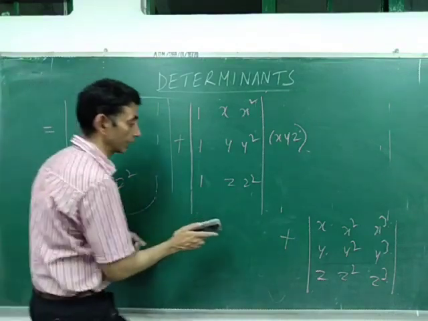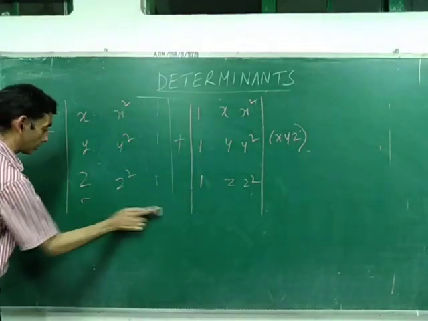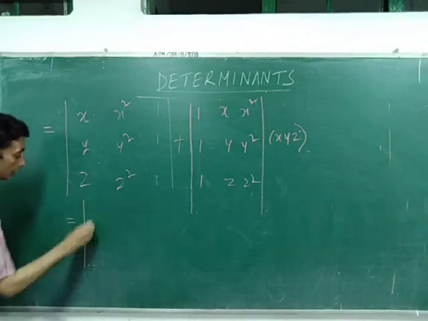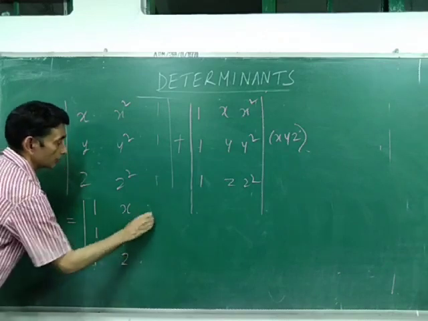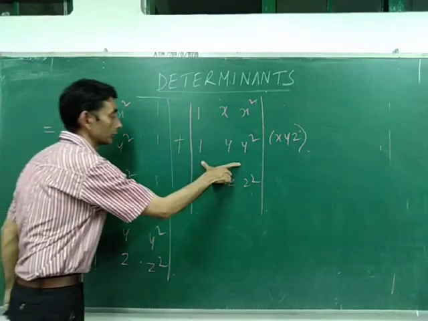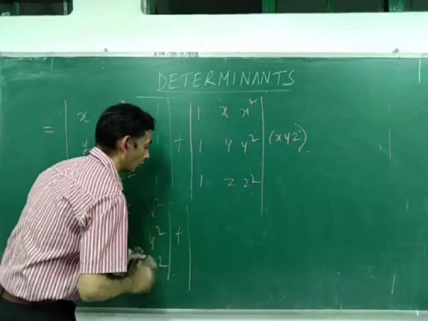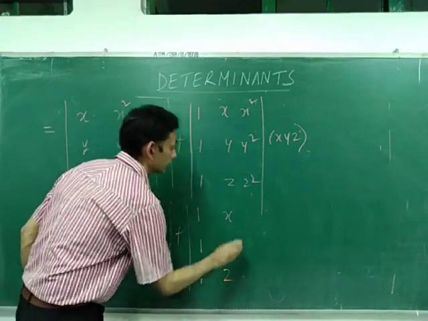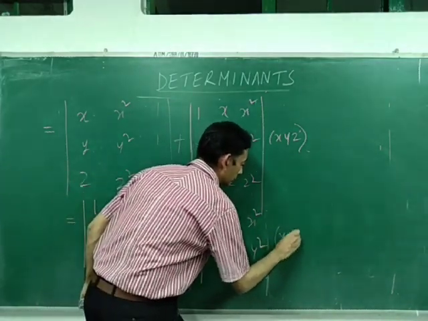Okay, so what are we going to get? We make two changes. After making two changes, what do we get? Look, this will be 1, 1, 1. Then it will be x, y, z. This will be x squared, y squared, z squared. Now we are not going to change anything here. This will be 1, 1, 1, then x, y, z, then x squared, y squared, z squared, and multiplied by x, y, z.